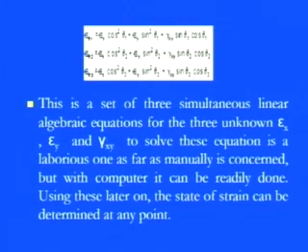Solving these equations is a laborious part, because we have 3 unknowns and 3 equations, and we need to solve them with all the manipulation. But with a computer it can be done easily, as simple MATLAB programs are there, and we can put those things in and get the final answer. The state of strain can also be determined easily at a point. This is pretty informative: once you know theta 1, theta 2 and theta 3, you can get the strains at a particular point, which are known as the oblique plane strains.